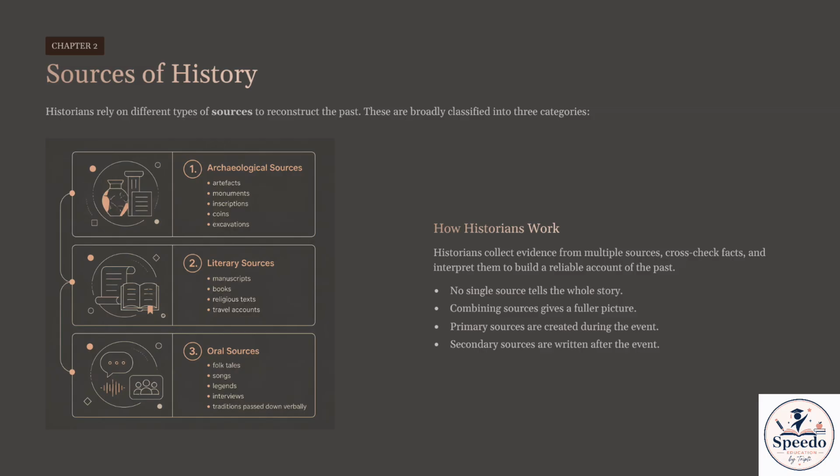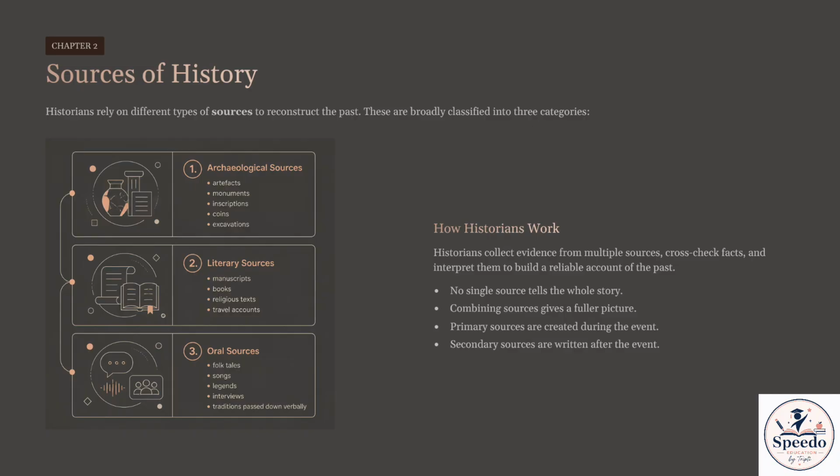Sources of history. Now a question comes to our mind. If the people of the past are no longer alive, how do historians know what happened thousands of years ago? The answer is sources of history. Historical sources are the evidence that helps historians study and reconstruct the past. Without evidence, history would simply become imagination. Every historical fact must be supported by reliable sources.